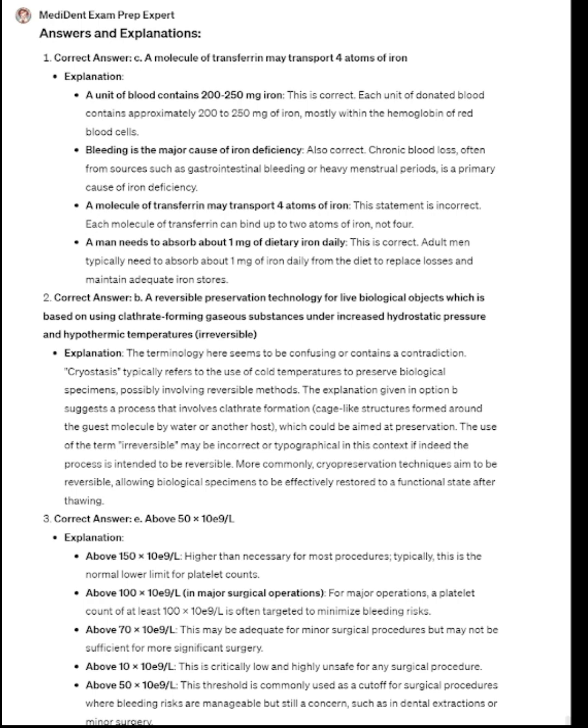Answers and explanations. 1. Correct answer, C. A molecule of transferrin may transport 4 atoms of iron. Explanation. A unit of blood contains 200 to 250 milligrams of iron. This is correct. Each unit of donated blood contains approximately 200 to 250 milligrams of iron, mostly within the hemoglobin of red blood cells. Bleeding is the major cause of iron deficiency, also correct.